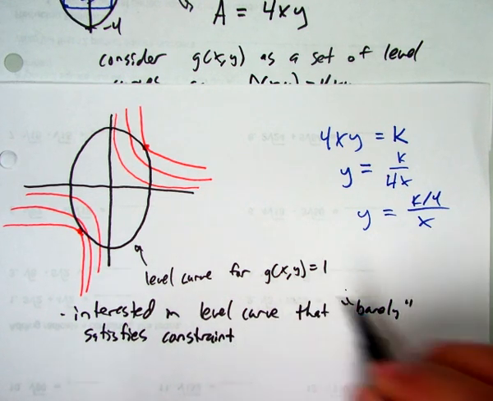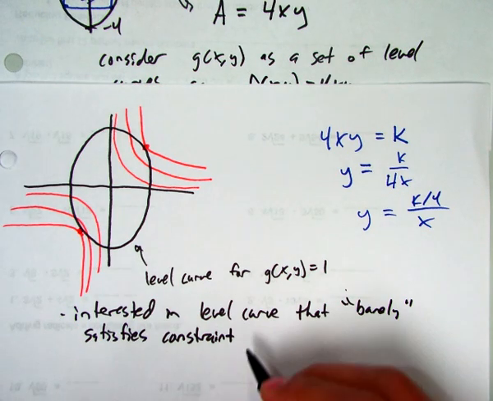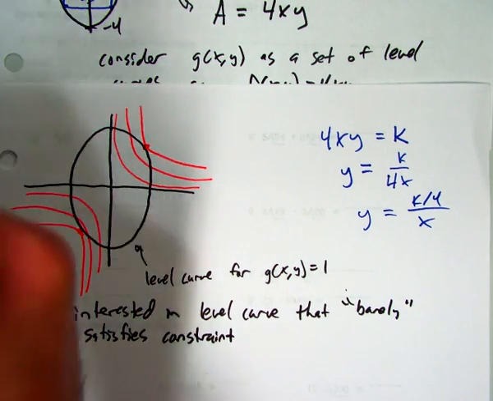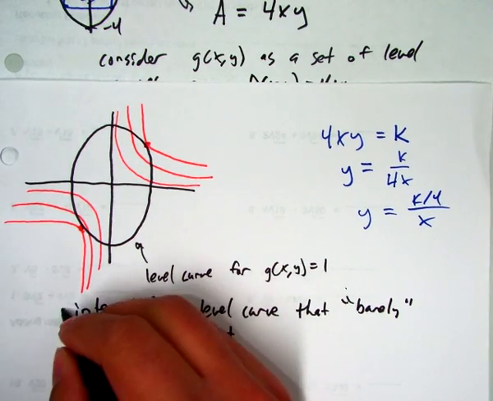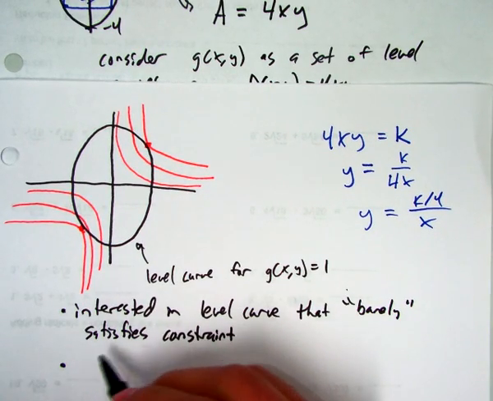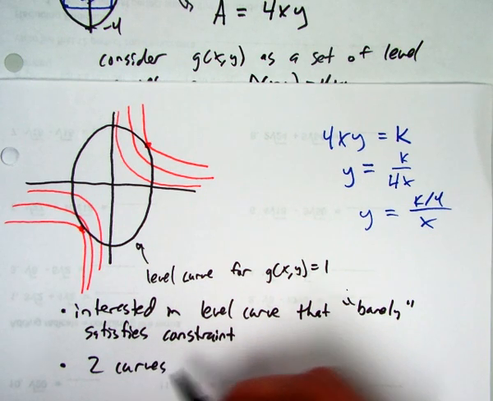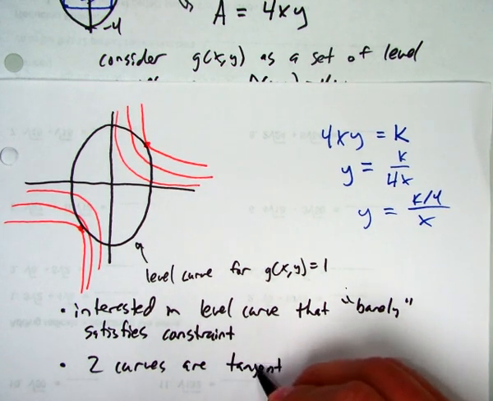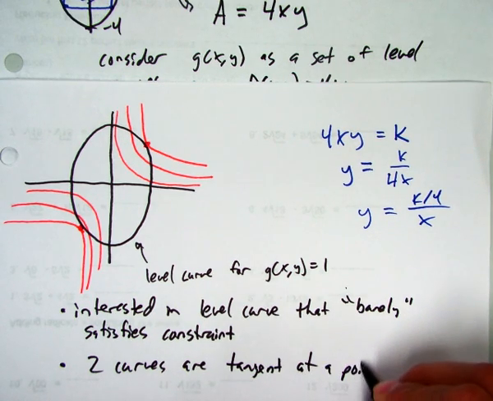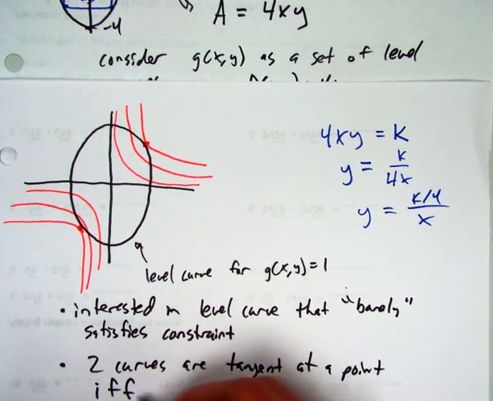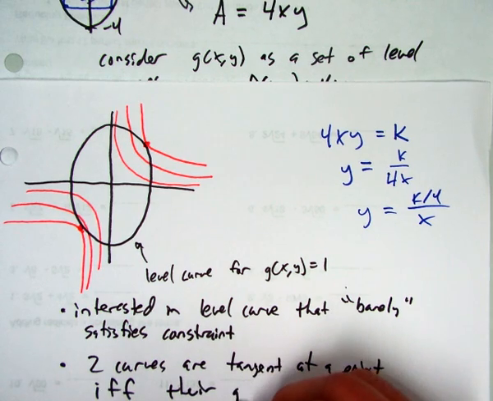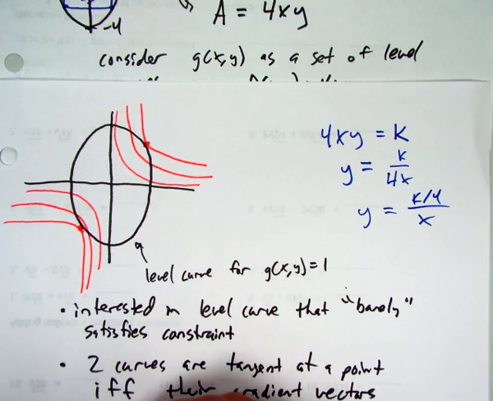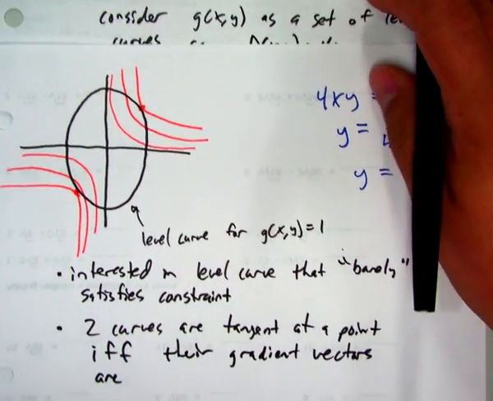In other words, tangent to the ellipse in this case. What we know then is that two curves are tangent at a point if and only if their gradient vectors are, well, let's look at it.